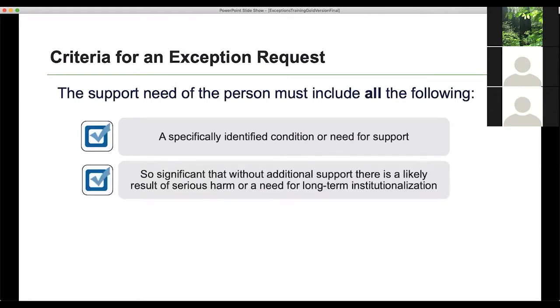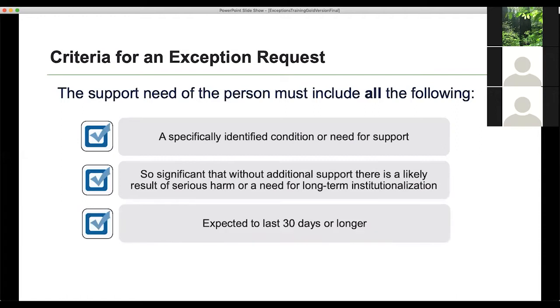The second piece is that this is so significant that without that extra support, we're looking at serious harm or need for long-term institutionalization. Now, I will say, even as we develop this training, we know that those words can be very triggering for people and have a lot of emotions involved. But when we talk about exceptions, I keep using the word acuity, but it's very important. It's an intensity that is so great that someone is at risk of not being able to live that community life. And when we talk about institutionalization, we're really talking about maybe a medical hospital, a state hospital, incarceration. We're talking about really significant safety and harm jeopardy.